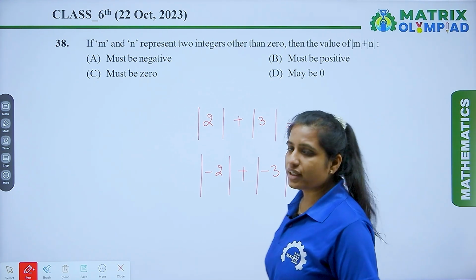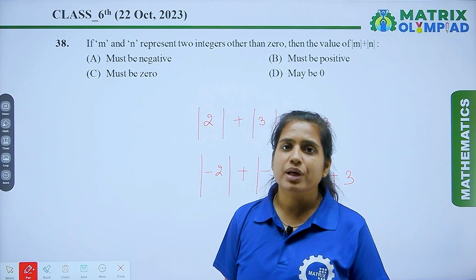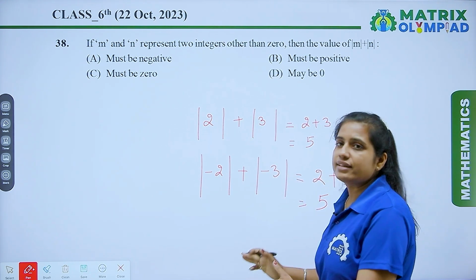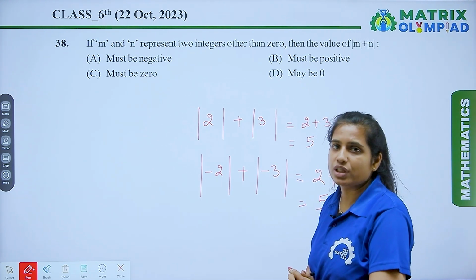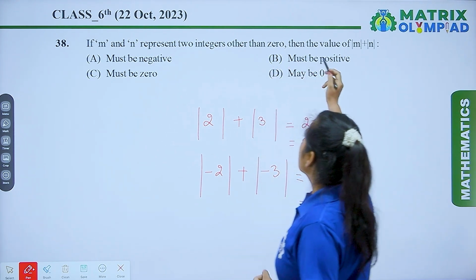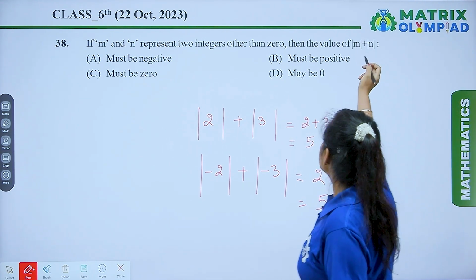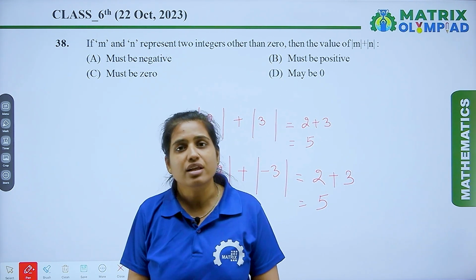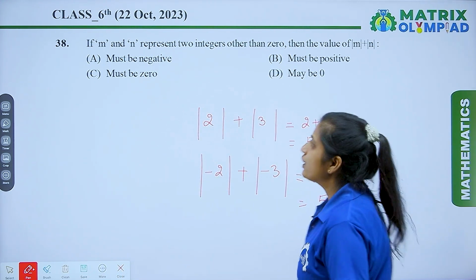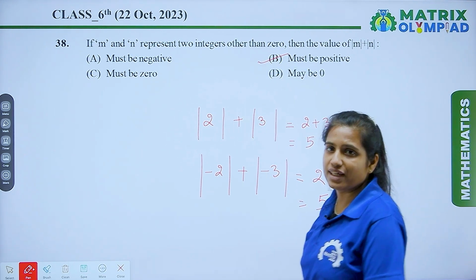So we can see that whether the number is negative or positive, in both conditions the answer is a positive one. So here it doesn't matter whether the number is negative or positive. If absolute value of m plus absolute value of n is given to us, then the answer must be in positive form. So here option B is the correct answer.